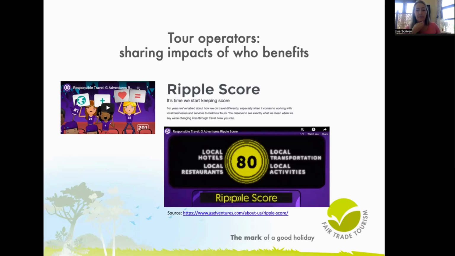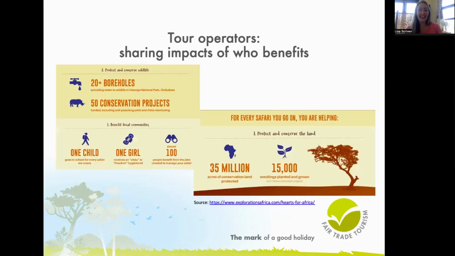This is an example from G Adventures, which is a really big global operator, that they've developed this Ripple Score tool that calculates what is the local impact of our tours in the destination. A very, very cool and rather complicated tool, but really powerful. And they're huge and they have lots of money for great design work and fun graphics.